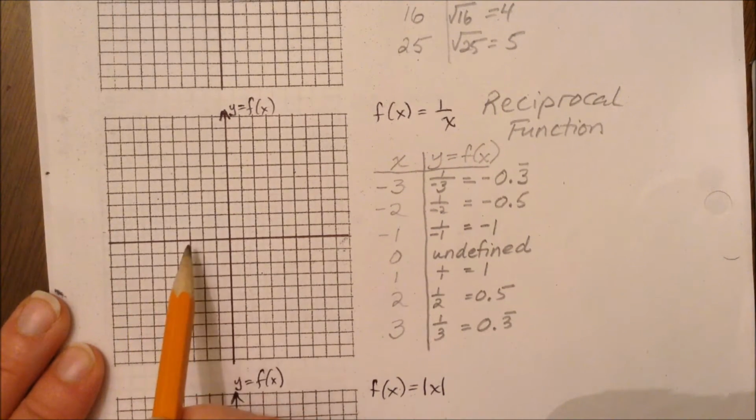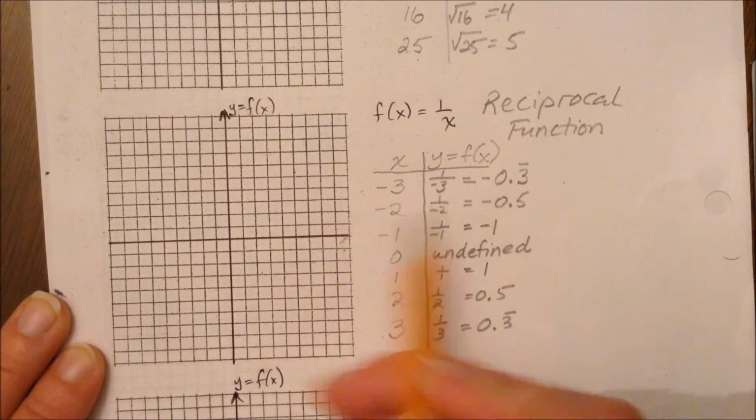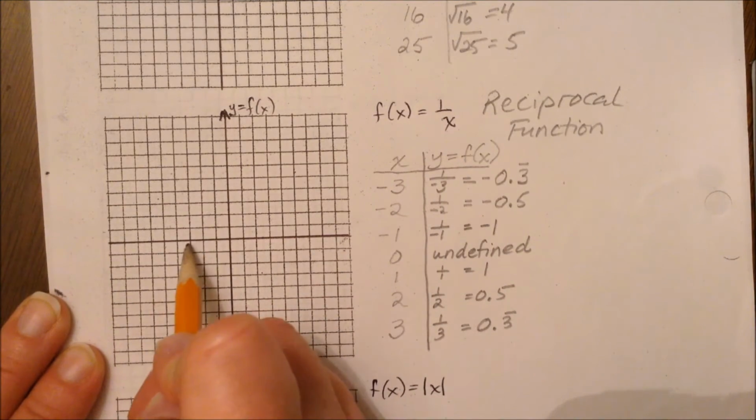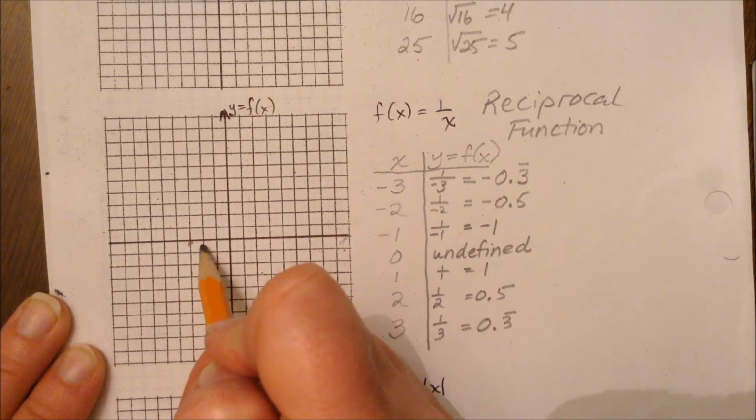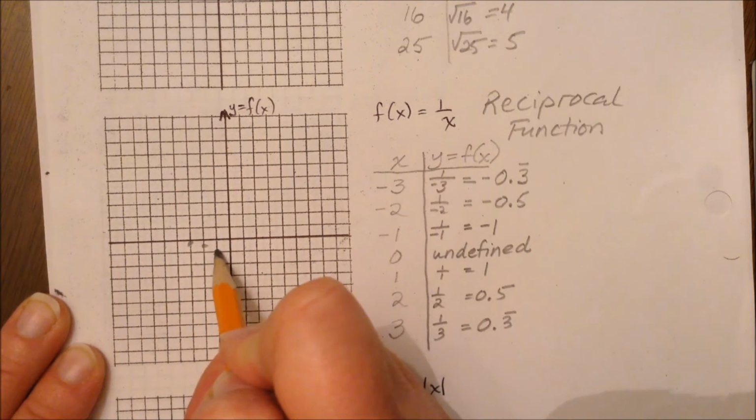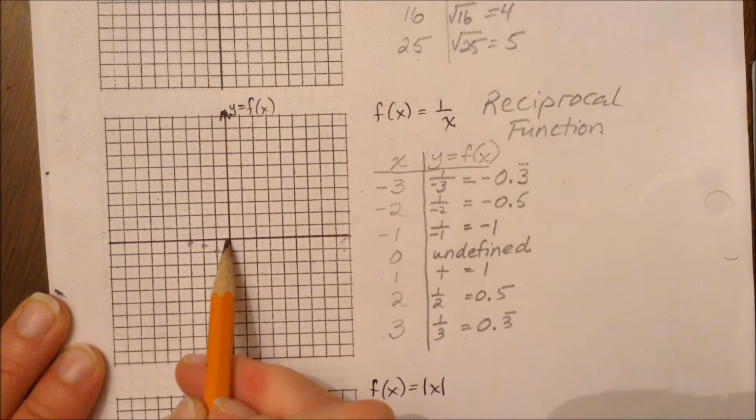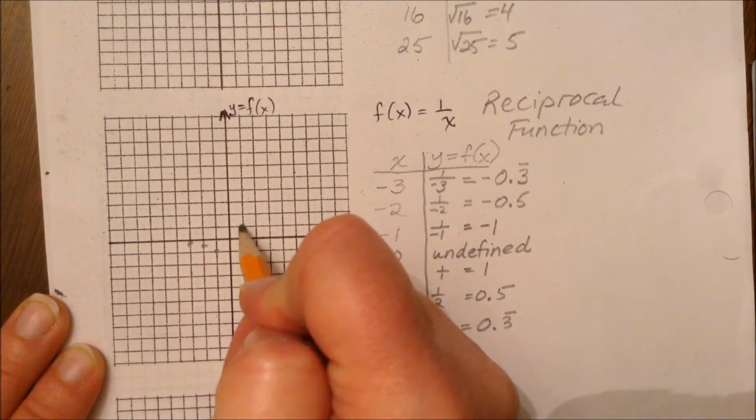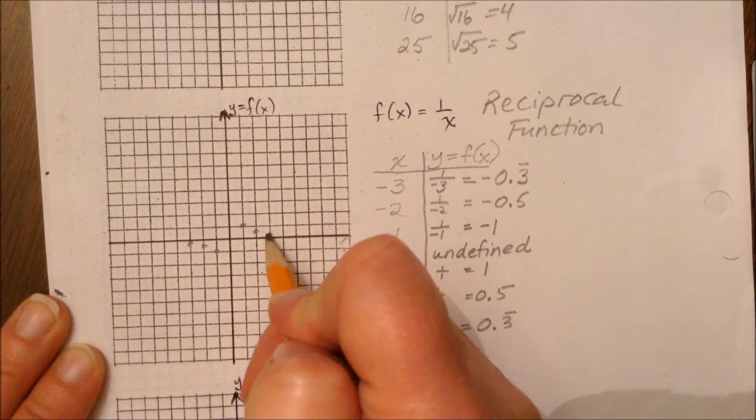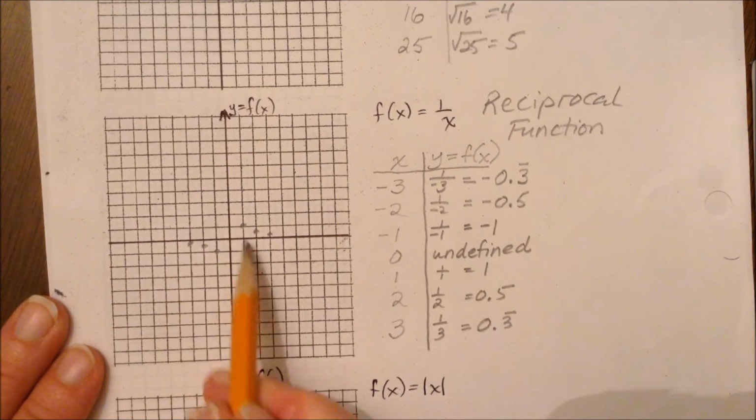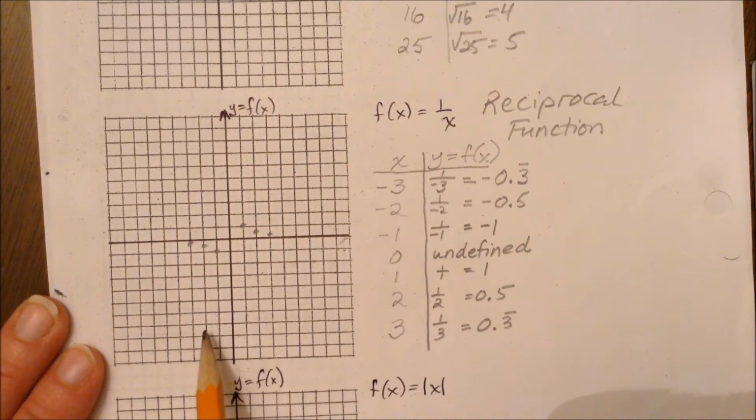Let's see what we get when we plot this. -3, -0.3. -2 is -0.5. -1, -1. 0 undefined, so we don't put anything there. 1, 1. 2, 0.5 and 3 is 0.3. Doesn't give us a very good picture of what's really happening.